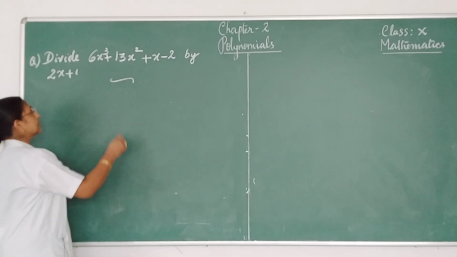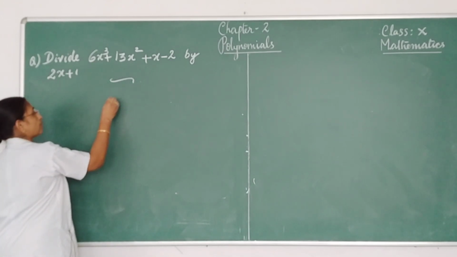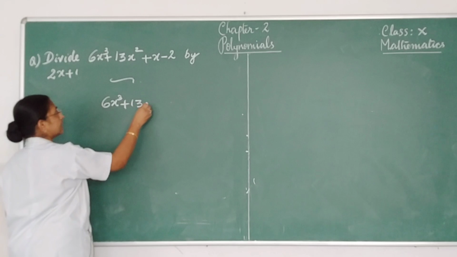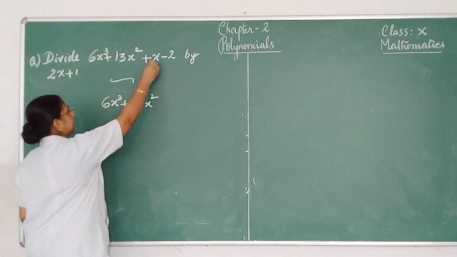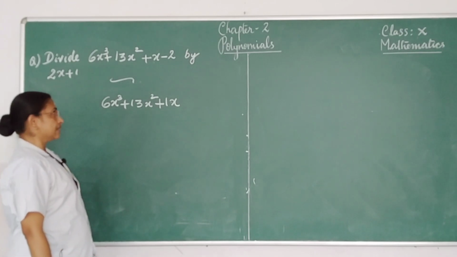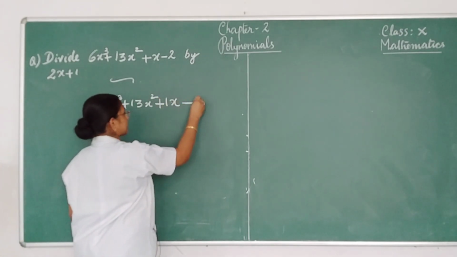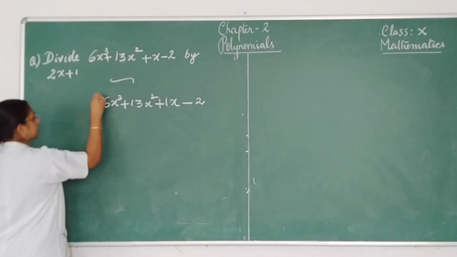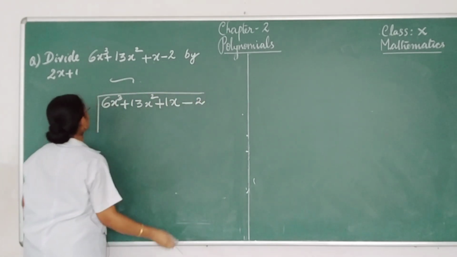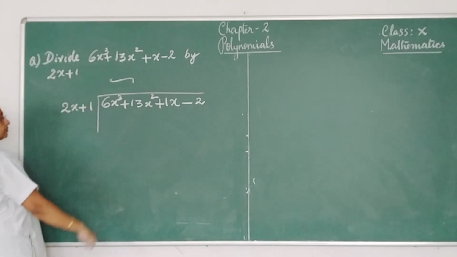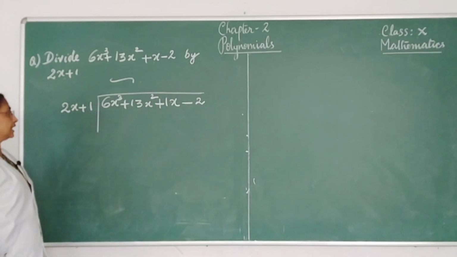You can arrange that. I am going to write the dividend polynomial here as 6x cubed. Then come with the x square term, 13x square. Then the next x term that I am going to write is plus 1x. Then the last, the constant term, minus 2. That you need to divide with. What is the divisor polynomial? 2x plus 1. Okay, let us divide.